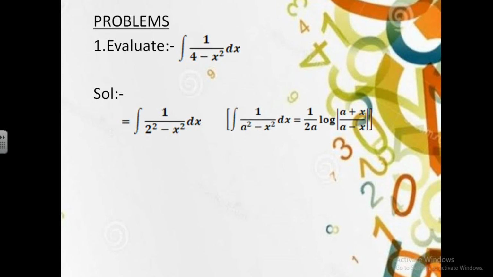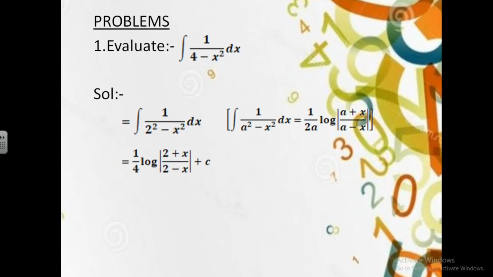So what is the formula? 1 by 2a into log mod a plus x by a minus x plus c. By writing its result in this formula, it becomes 1 by 4 into log mod 2 plus x by 2 minus x plus c. Here 1 by 2a, where a refers to 2, so 2a means 2 twos are 4, so it becomes 1 by 4 into log mod 2 plus x by 2 minus x plus c.